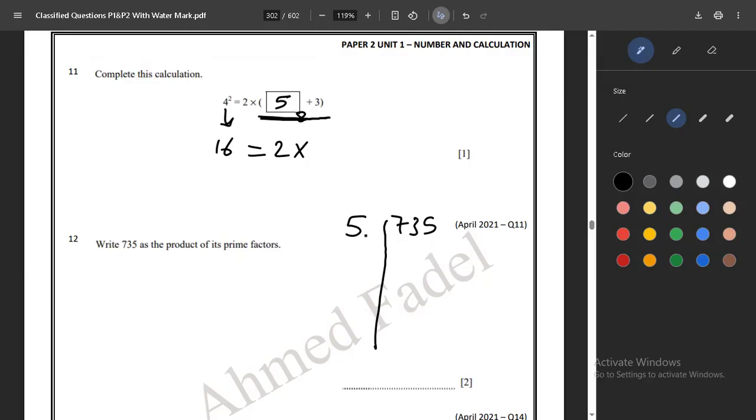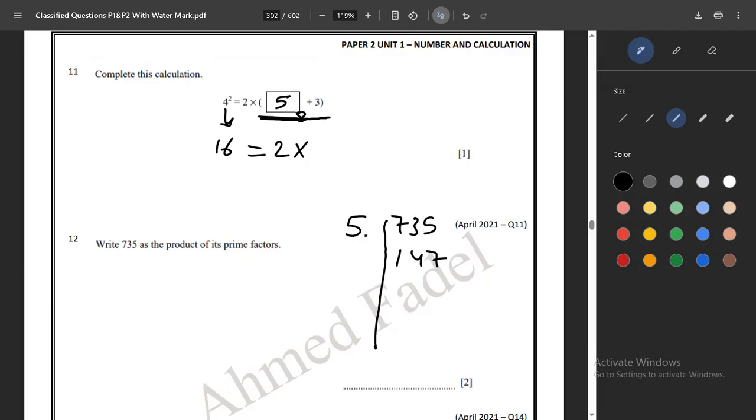Either using the calculator or using a long division, but it's paper 2. Don't waste time on working things out like this. Addition, subtraction, multiplication, division. Use the calculator. Here it is going to give you 147. So 735 divided by 5 is 147.